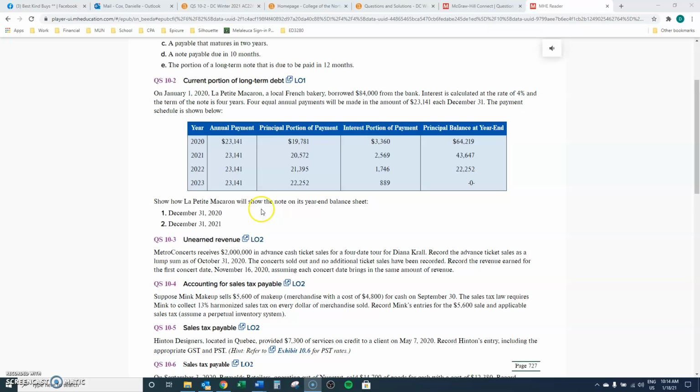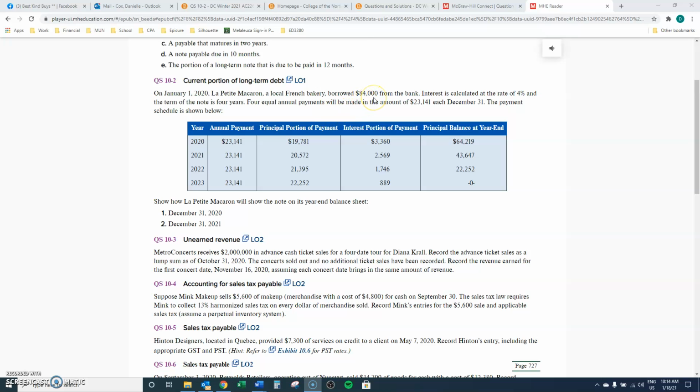We're asked to show how they will show the note on their balance sheet at the end of the year for 2020 and 2021. So the questions that were asked was, how do you get the numbers in this chart and how do you determine this? So let's go through the chart first of all.